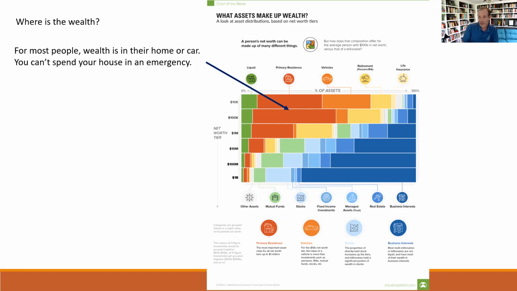So one problem with having your wealth in an asset like that is, what if you need it in an emergency, right? You can't spend your house in an emergency. Say you had to have a surgery and you need money to pay your medical bills. I mean, you can eventually sell your house, but it's not easy. There's a cost to selling your house. So your wealth is kind of locked up. It's not liquid. You don't have access to it.